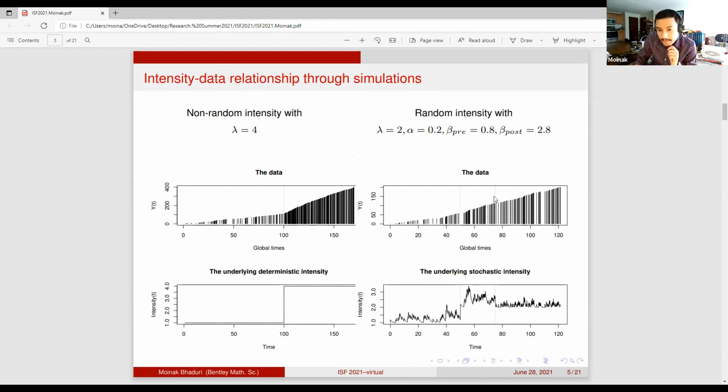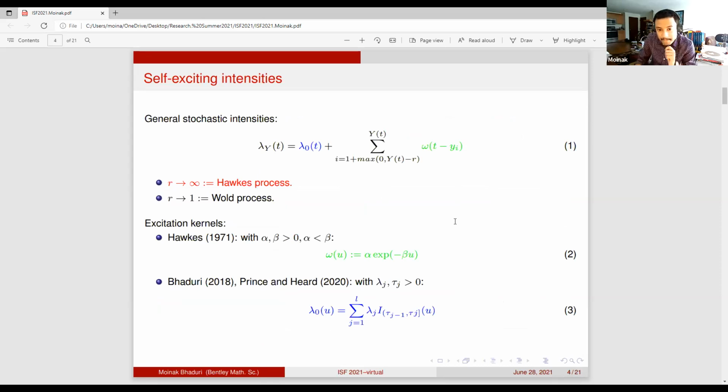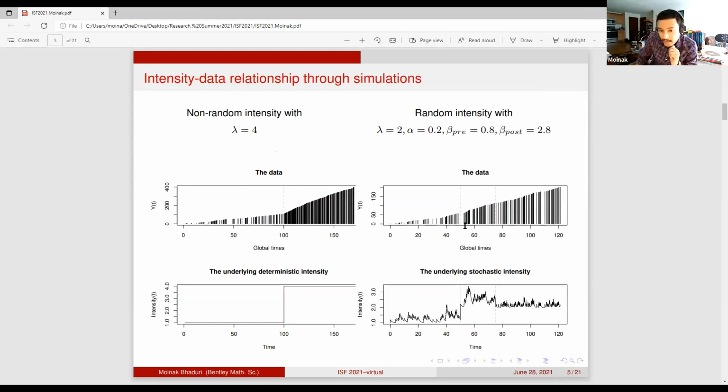Whereas on the right-hand side panel, you have a data-dependent random intensity, very similar to equation 1 that you saw previously. But the first change was placed at around time point 50, and the second at around 75. And you would admit that the clustering here on panel 2 is not as vivid. It's not as clear as the one to your left, which makes this a harder change detection problem.